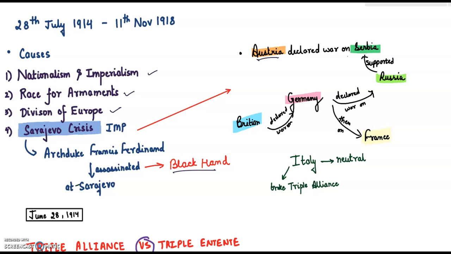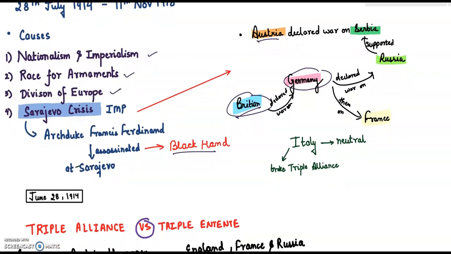On August 1, 1914, Germany declared war on Russia and later on France. You can see I have made an arrow here. Germany declared war on Russia and then on France. Now German troops marched into Belgium to press on to France, and on the same day Britain declared war on Germany. Now Italy remained neutral for some time but joined the war against Germany in 1915, breaking the Triple Alliance.